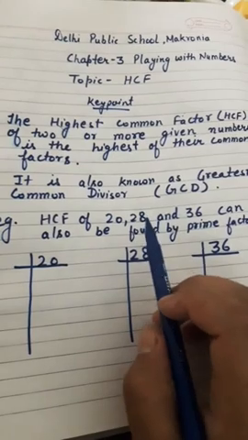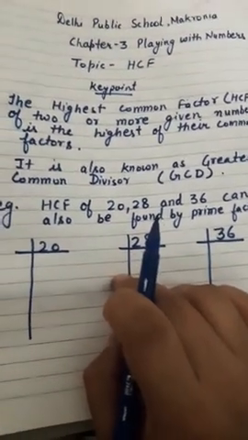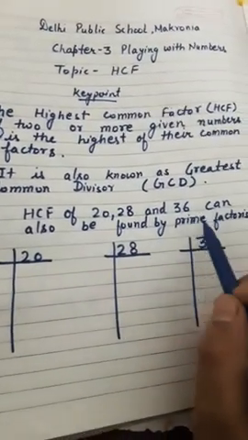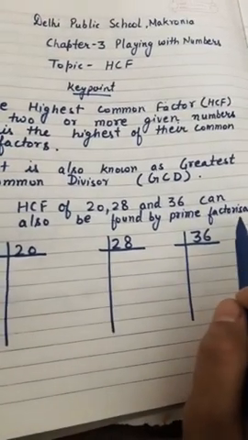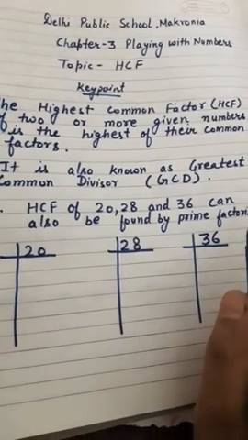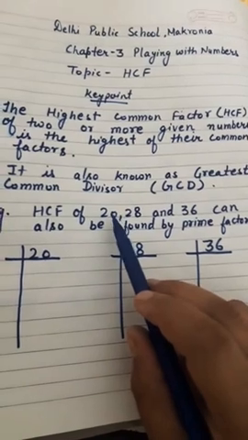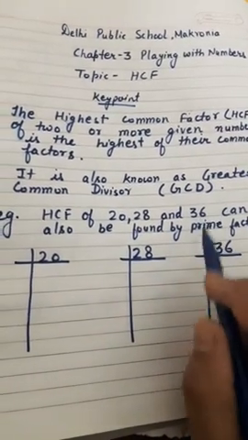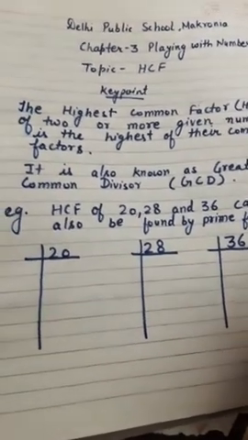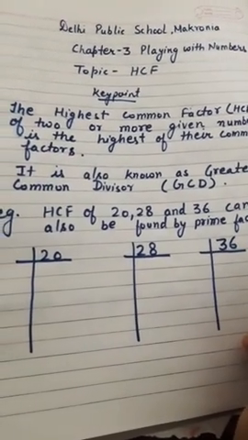We will understand it by an example. The HCF of 20, 28 and 36 can be found by prime factorization. So here I am using the prime factorization method to find the HCF. We have to find the HCF of 20, 28 and 36. First of all, I will do the prime factorization of 20.